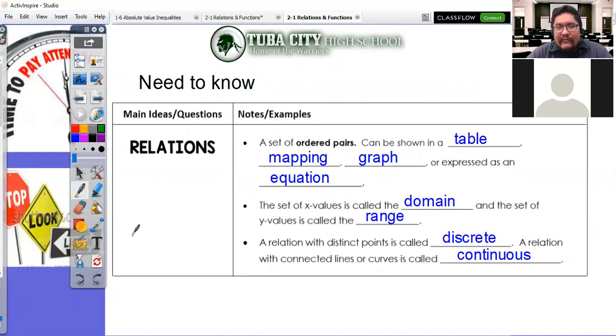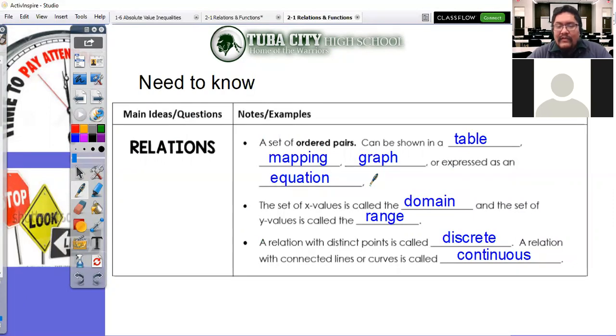So what do we need to know? The set of ordered pairs can be shown in a table, a mapping diagram, graph, or expressed as an equation. So those are the 4 different ways that you can show a relation. Now there are 4 ways, but these are all really the same thing. So when you see one, literally it's talking about all of them.